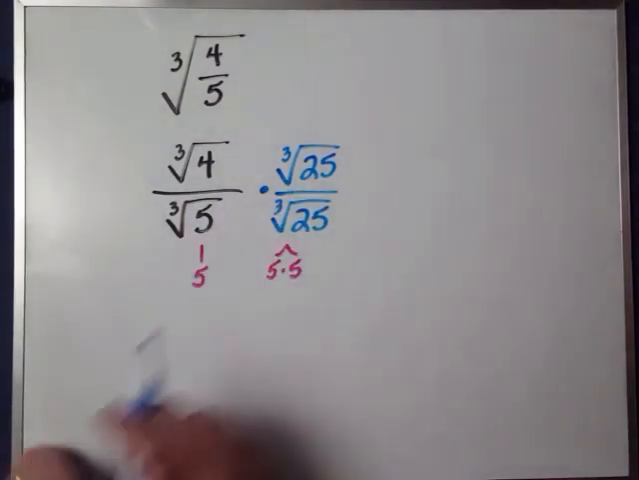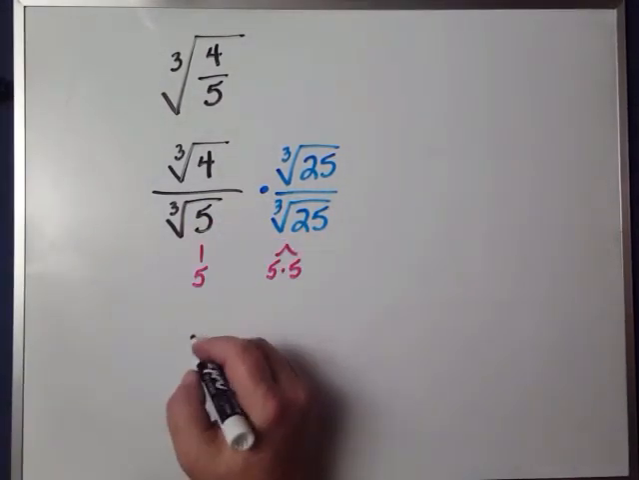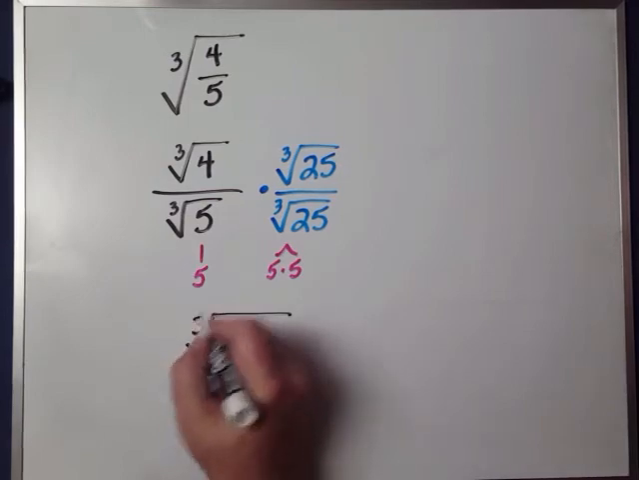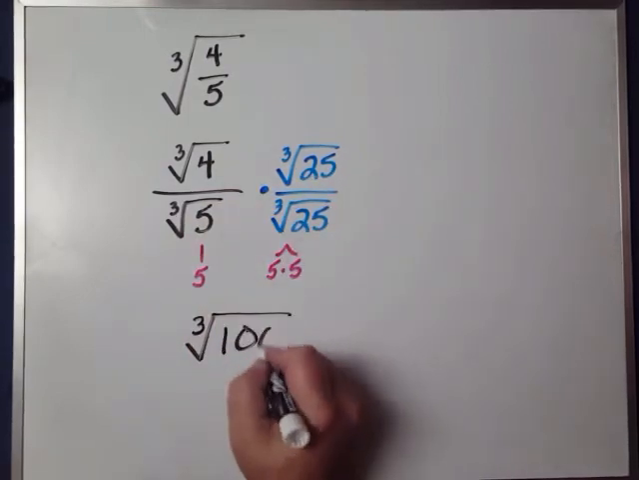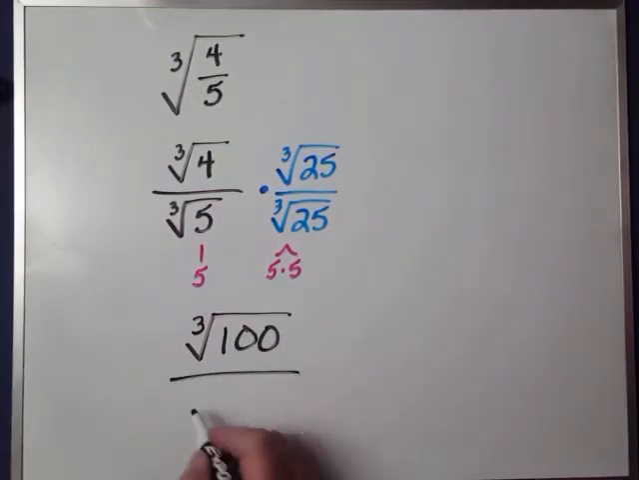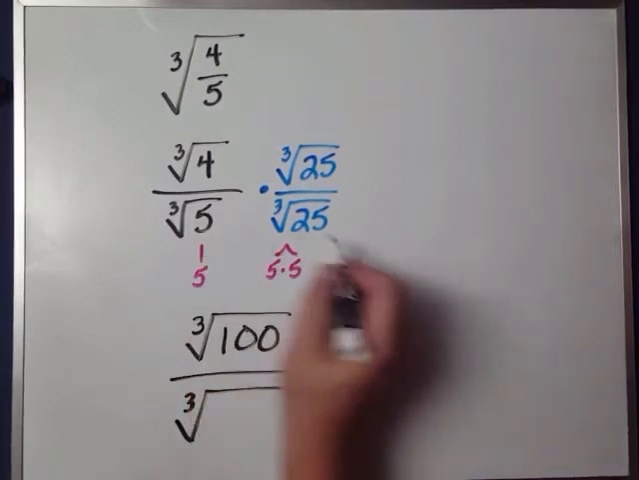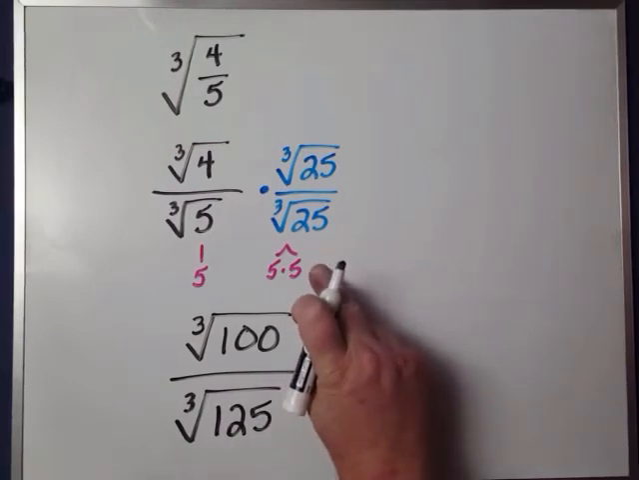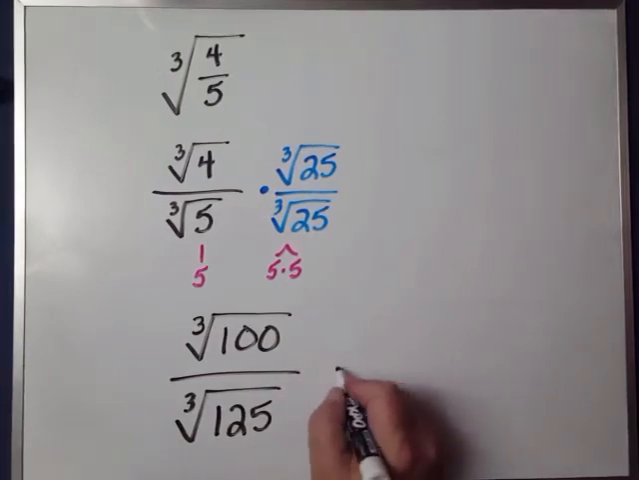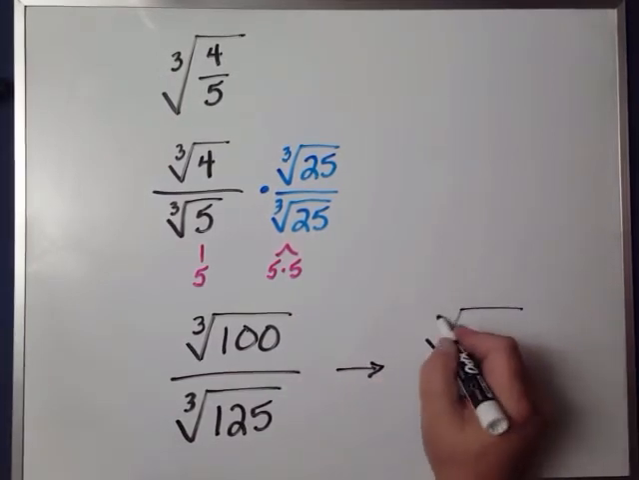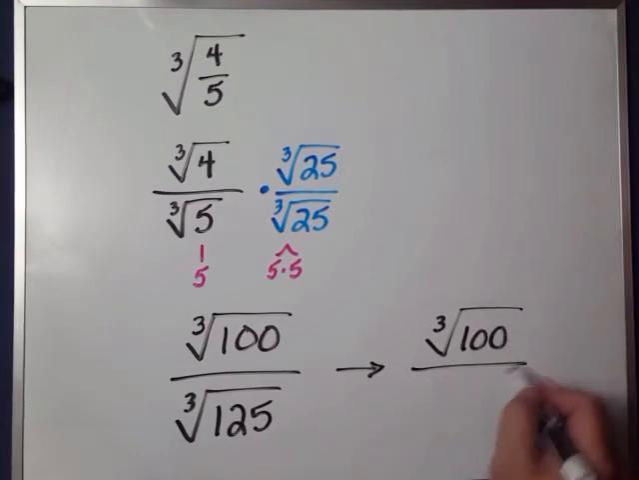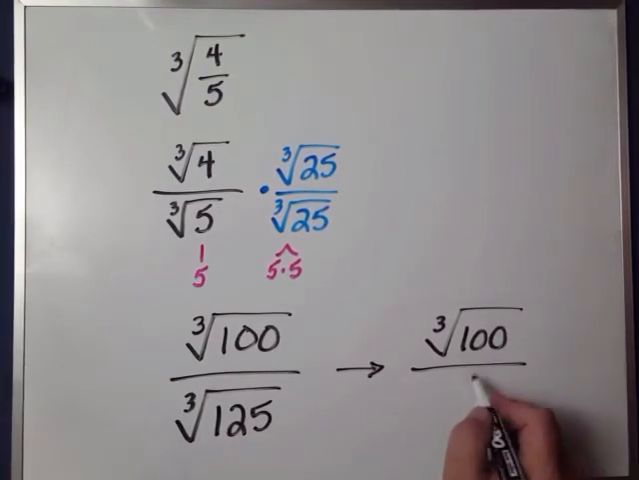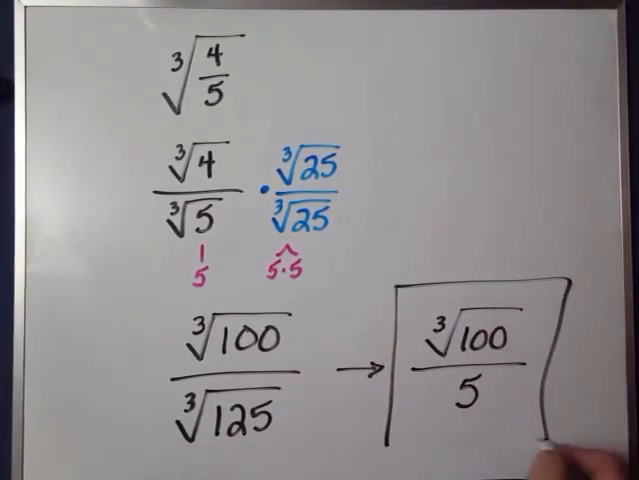So in the top, I'll end up with cube root of 4 times 25 is 100 over the cube root of 5 times 25 is 125, which of course is a perfect cube because we designed it that way by finding 3 of a kind. Cube root of 100 over, and then the cube root of 125 is simply 5.